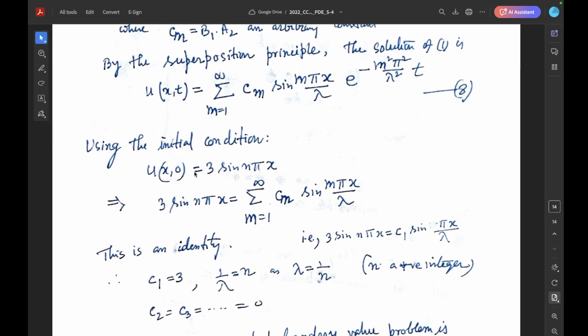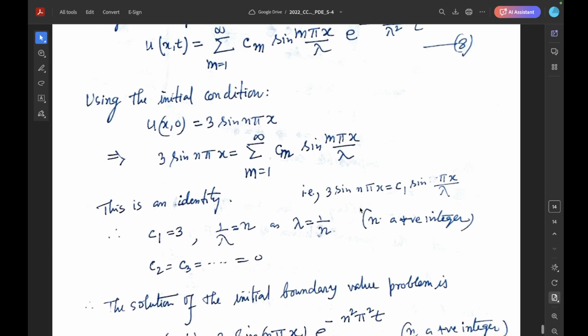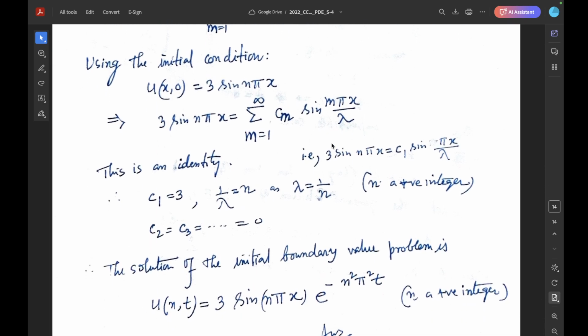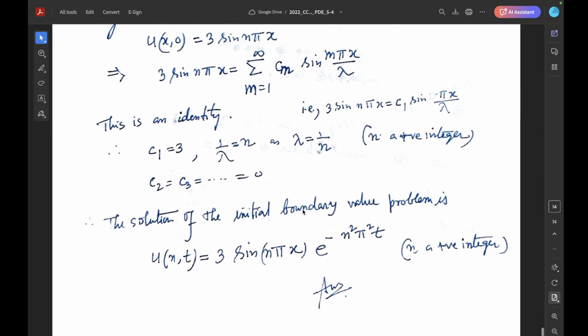Using the initial condition u(x,0) equal to 3 sine n pi x, we put t equal to 0. So 3 sine n pi x equal to summation cm sine m pi x by lambda, and this is an identity. Expanding this, m equal to 1, m equal to 2, so we get c1 sine pi x by lambda. Comparing, c1 equal to 3 and 1 by lambda equal to n, so lambda equal to 1 by n, n is a positive integer, and all other constants c2, c3, c4 are all 0, only one term from comparing.